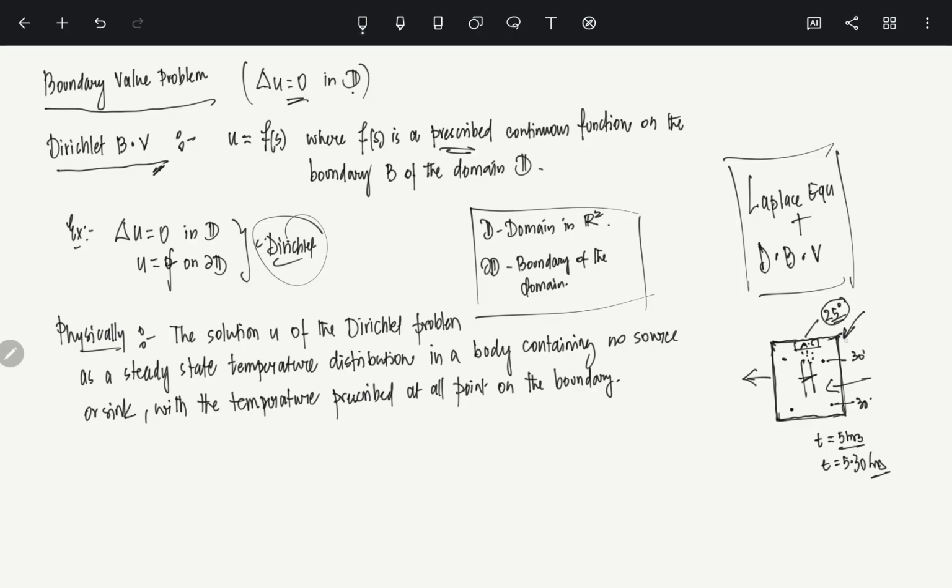If nothing comes in and goes out, so let's say this boundary, in this case, what is the boundary? Boundary is this, right? Since there is no heat coming in or going out, it says that on the boundary, u is basically 0. There is no heat coming in or going out. That is why u equals 0.